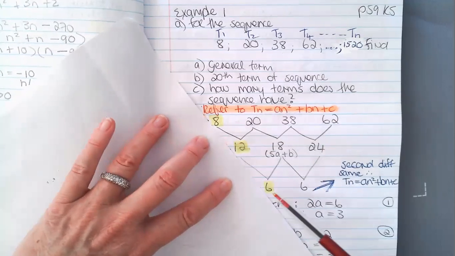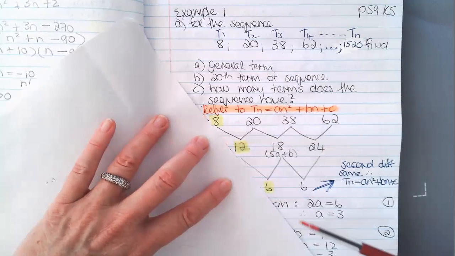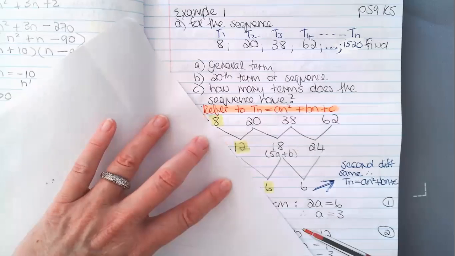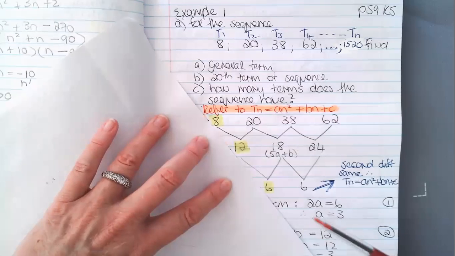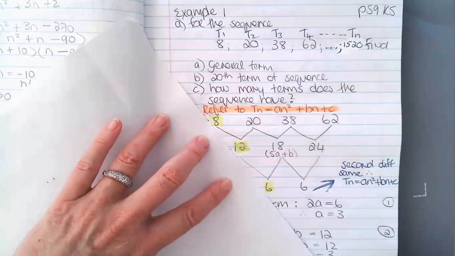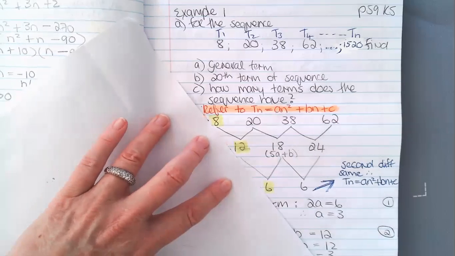What happens if these second differences are not the same? Then we go to the third differences. And if they are the same, then we have a cubic sequence. So there are three differences, and the third differences are the same. Then we have a cubic sequence.